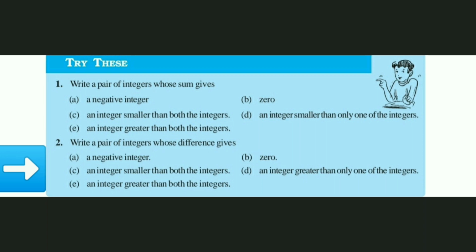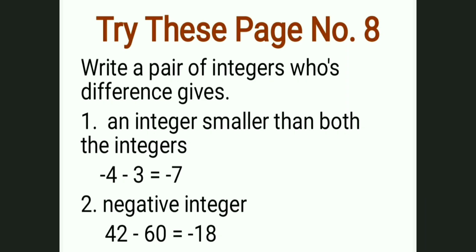Here in this sum, you have to write a pair of integers whose difference gives us an integer smaller than both the integers. So here you have to find two integers such that when you subtract the one from the other, whatever answer you get should be smaller than both the integers. So over here I have taken minus 4, minus 3. My answer is minus 7 and minus 7 is smaller than minus 4 and minus 3.